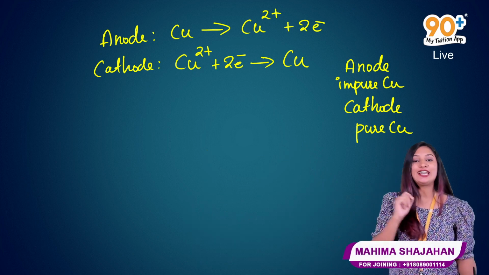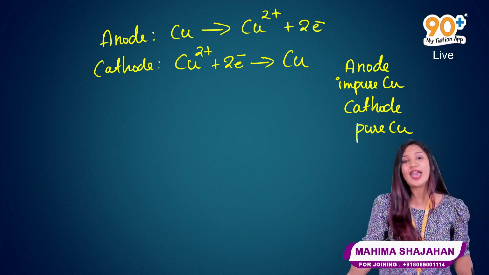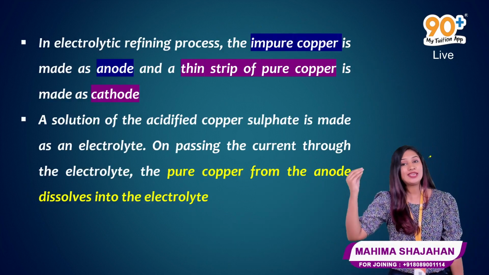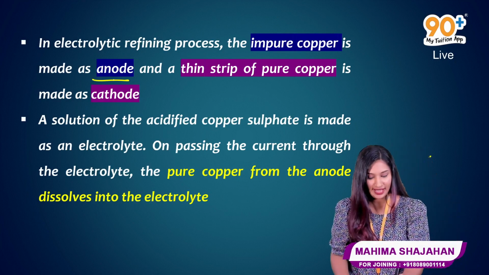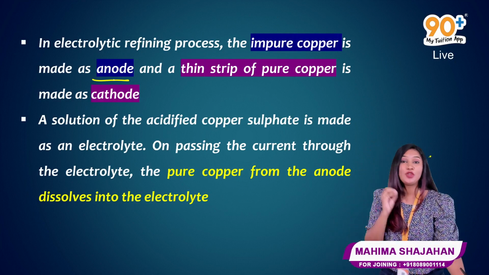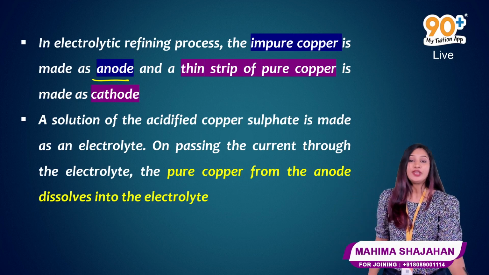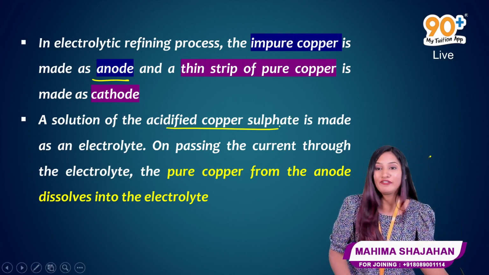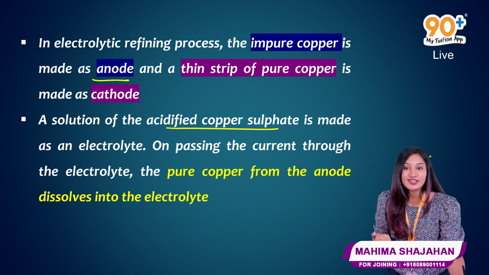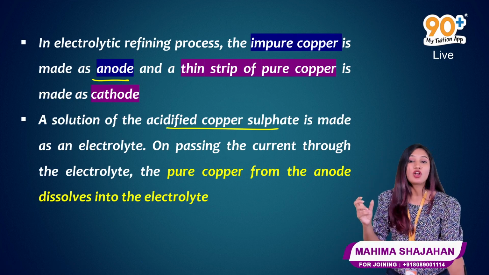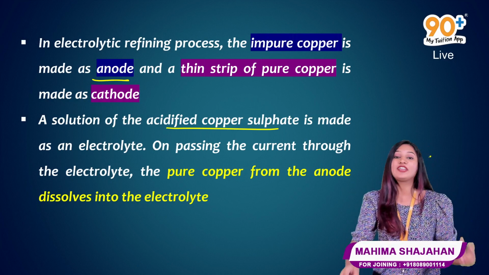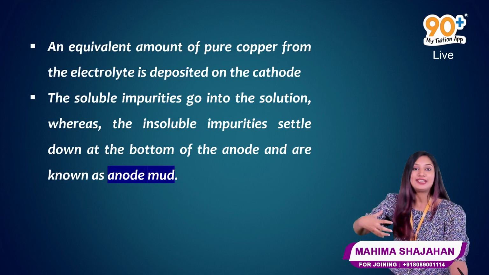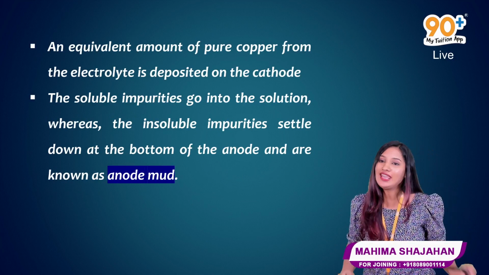That's all about electrolytic refining of copper. And how will you answer it? See, in the electrolytic refining process of copper, the impure copper is taken as what? The anode, and a thin strip of pure copper is taken as your cathode. Now what is our electrolyte? Electrolyte will be acidified copper sulfate. Alright? And on passing the current through the electrolyte, the pure copper from the anode gets dissolved into the electrolyte, and an equivalent amount of copper from the electrolyte is deposited on the cathode.